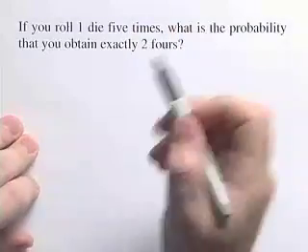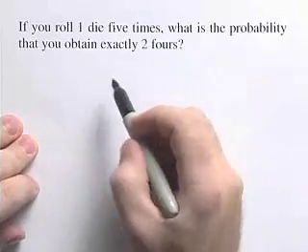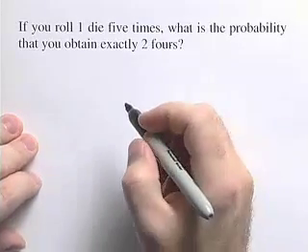Here we're solving a probability problem involving dice. If we roll one die 5 times, what's the probability that you obtain exactly 2 4s?